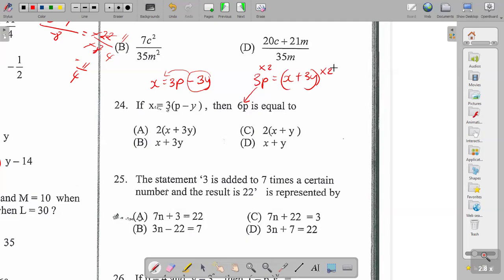And then, so that means 6P is equal to, you put 2 outside, because you should know that multiplying by 2 is the same thing as putting the 2 outside the brackets. And do we have that 2? 3Y? Yeah.